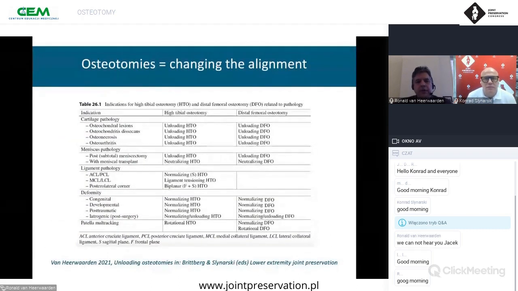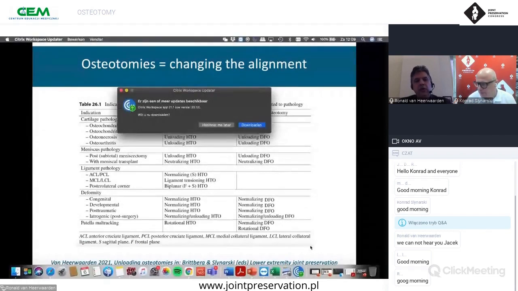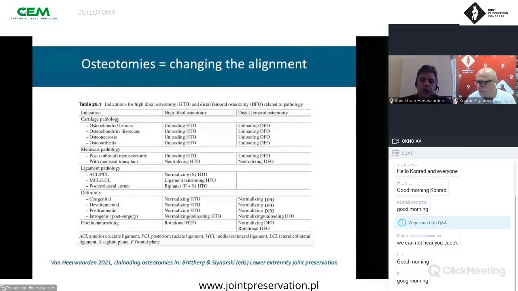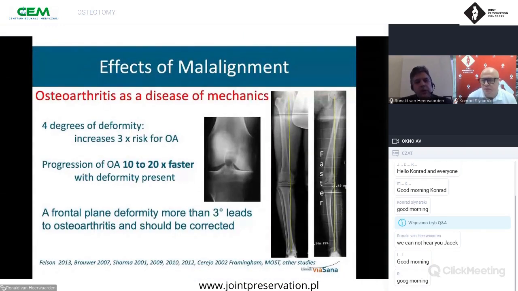In this chapter, I present this table, which is far from complete, but it includes also pathology, like what do you do with cartilage pathology? Do you do unloading HTOs and DFOs? What do you do with meniscus pathology, ligament pathology, and deformities which are congenital, developmental, post-traumatic, and post-surgery even? And then finally, what do you do with patellar tracking? And in all these cases, you can see what type of osteotomy you can use. Anyhow, back to the topic of today.